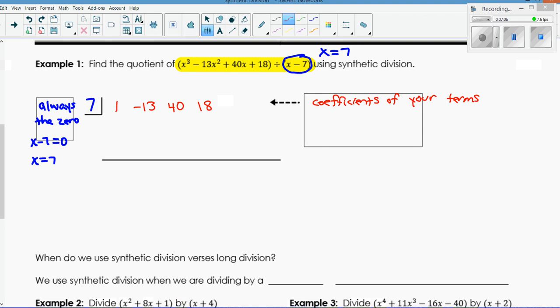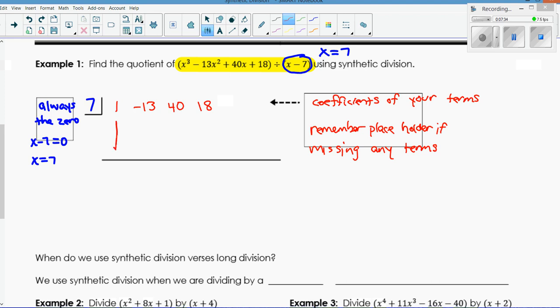Okay? And then we also want to make note here, we need to remember placeholders if missing any terms. So just like yesterday we had to have a placeholder, today we do too. Okay, so here's what we do.